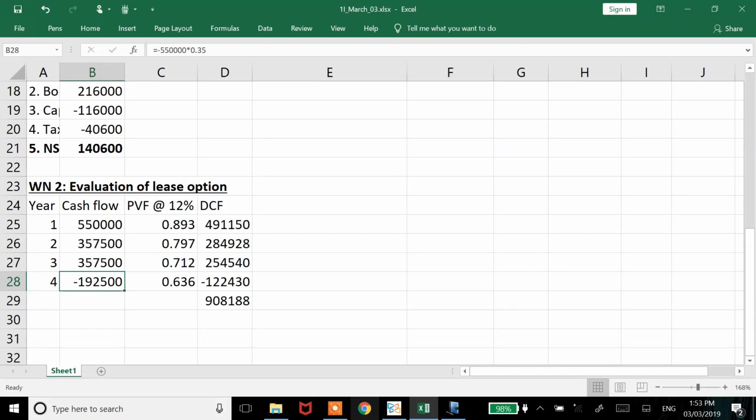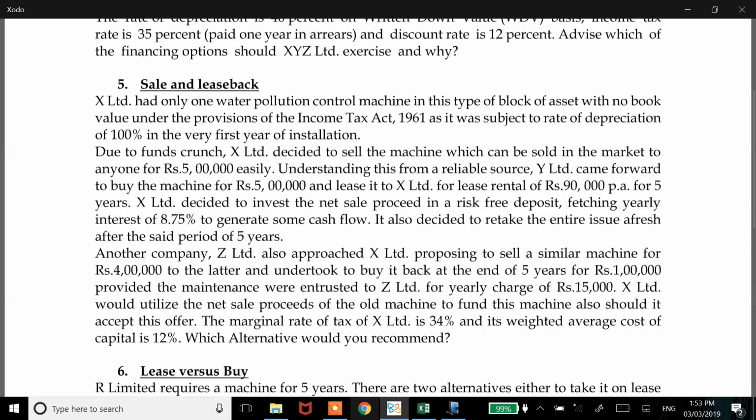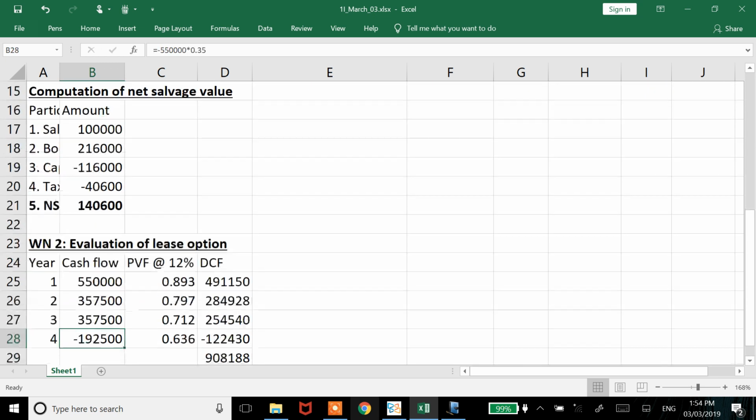$908,188 is the answer to the lease option. Any doubts on this? Clear? Can you proceed? Okay. So here we got 908,188 and 646,885. These were the two answers.